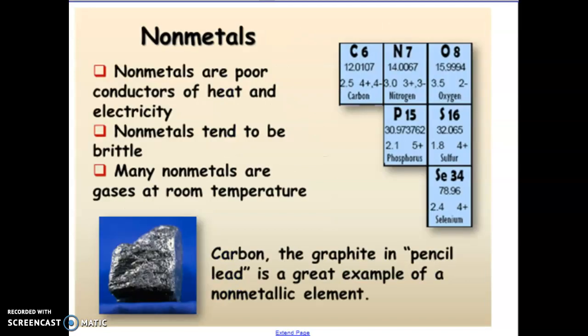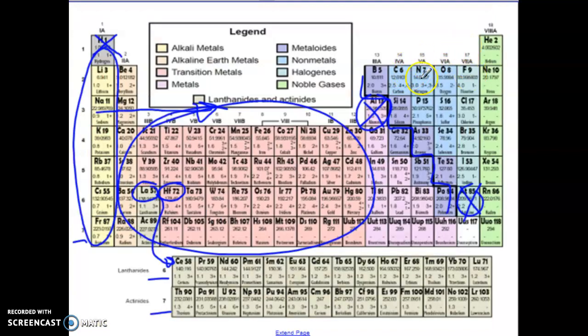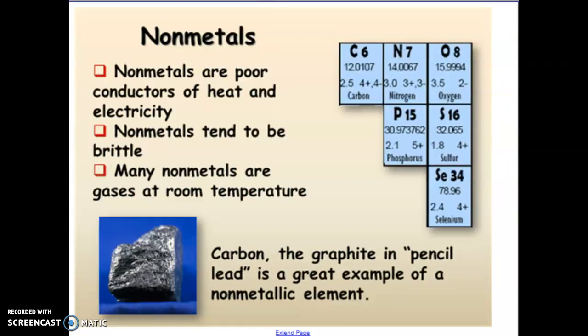Okay, and of course we have nonmetals. So nonmetals are on the right-hand side of the periodic table. If we go back here, our nonmetals are found on the right-hand side. And keep in mind, hydrogen is included in that nonmetal element type. So when we are looking at nonmetals, again, there are going to be exceptions to these rules, but in general, some properties you're going to see.